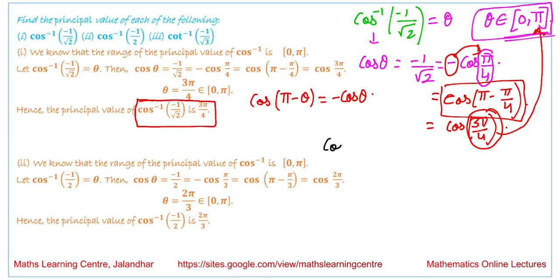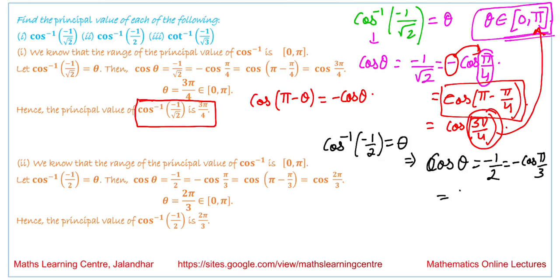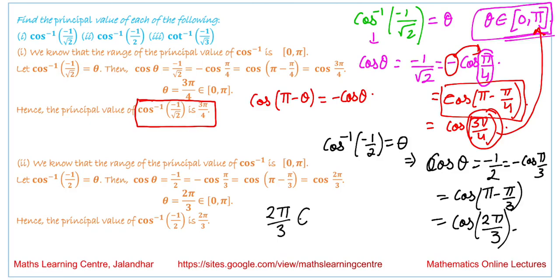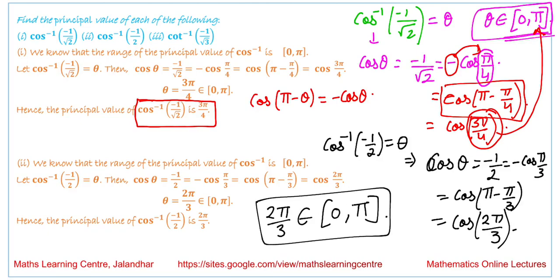Next question we have is cos inverse of minus 1 by 2, and suppose this value is equal to theta. So this implies that we are interested in those values of theta for which cos theta is equal to minus 1 by 2, that is equal to minus cos of pi by 3, that is equal to cos of pi minus pi by 3, that is equal to cos of 2 pi by 3, and this 2 pi by 3 belongs to the second quadrant, that is, it belongs to the interval 0 to pi. So this is basically the principal value of cos inverse of minus 1 by 2.